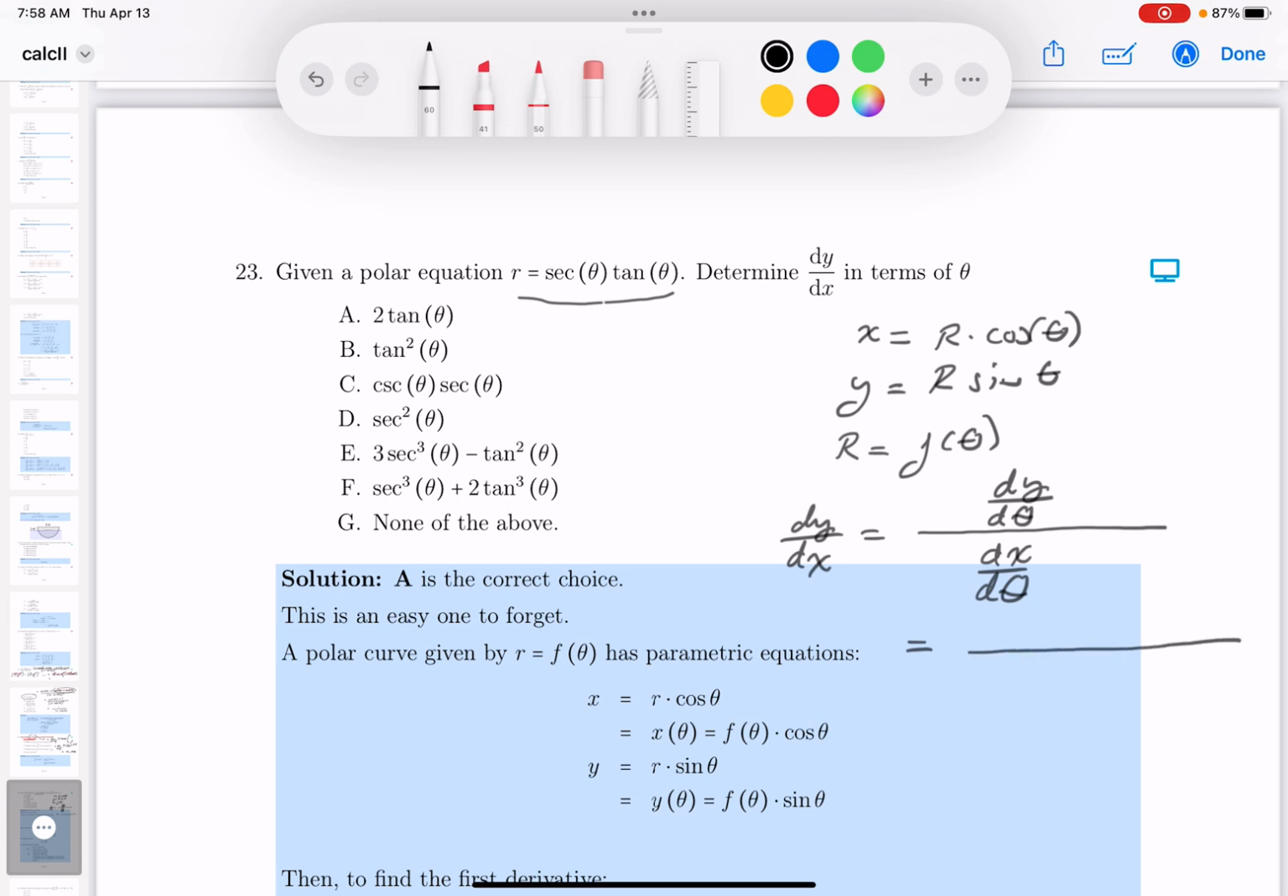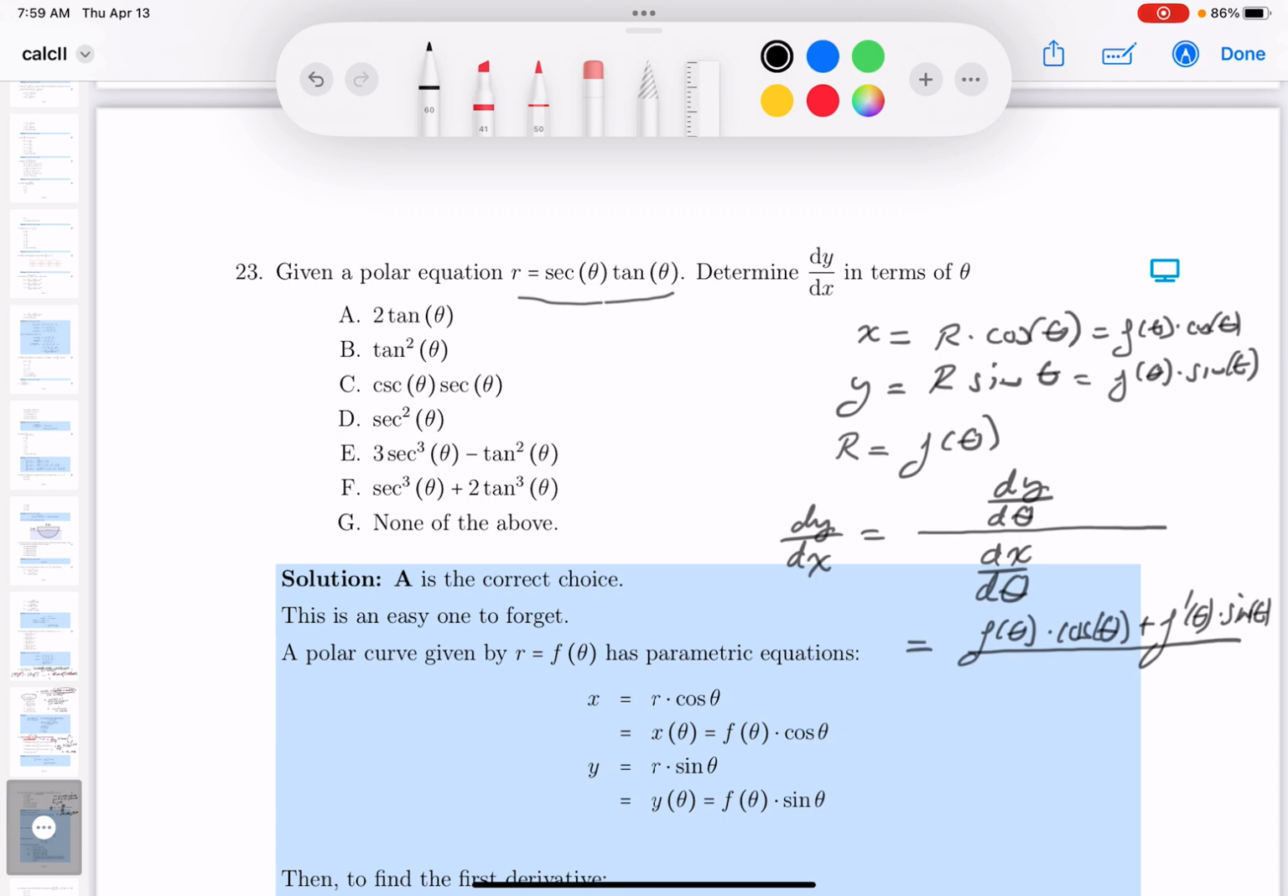All right, now as I do this, I want to point out again that I get f of theta cosine theta over here, and f of theta sine theta over here. So let's write this down. Let's do the dy/d theta first. What do you get there? You get f of theta times the derivative of sine, which is cosine theta, plus f prime of theta times the sine of theta.